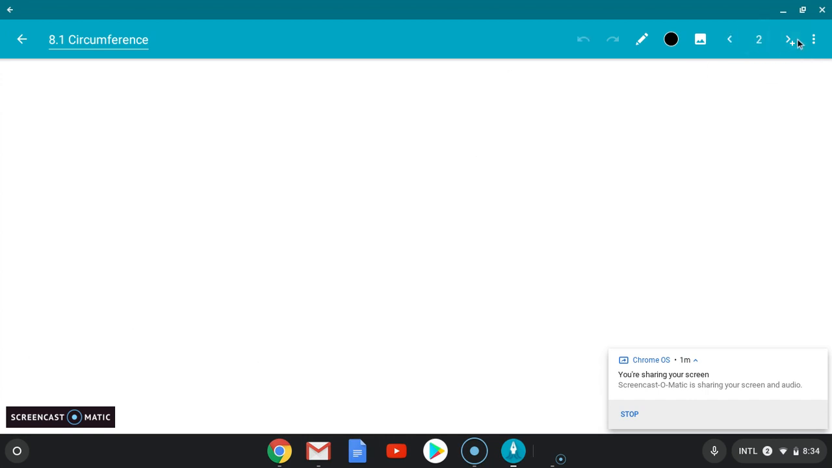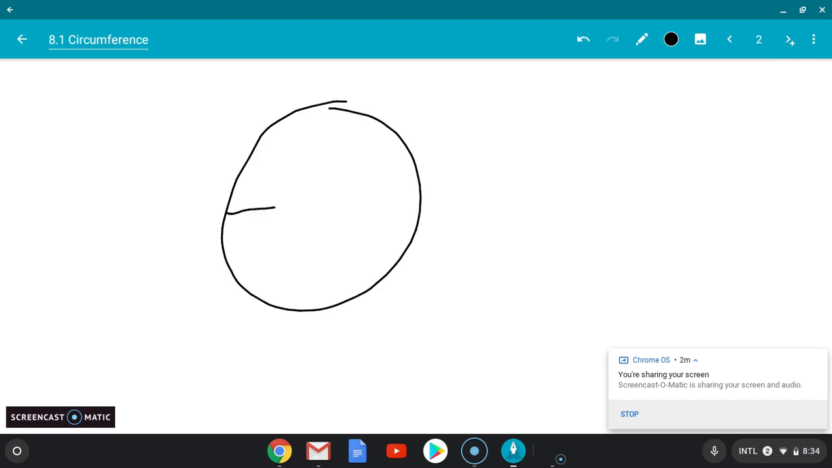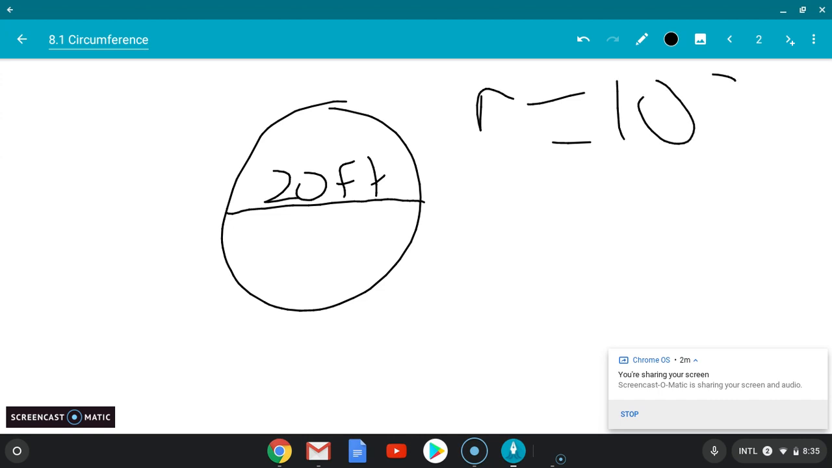All right. So, say we have a circle, and the diameter is 20 feet. What would the radius be in this case? Well, like we said, diameter goes all the way across. That's 20 feet. The radius is the middle to the outside. So the radius here would be 10 feet. Makes sense because it's going to be half of the diameter.